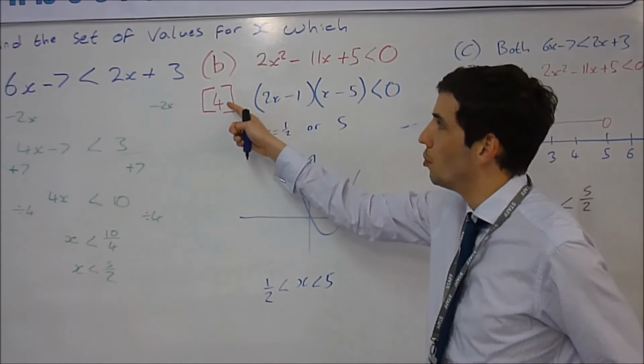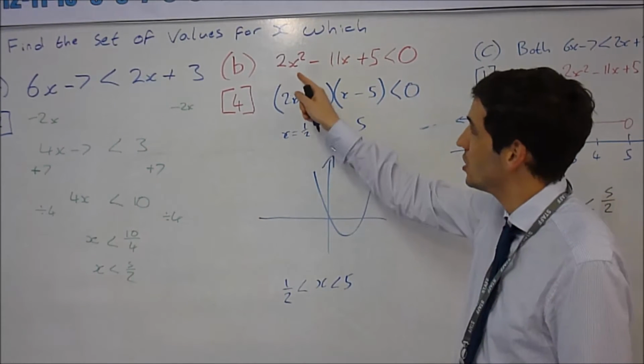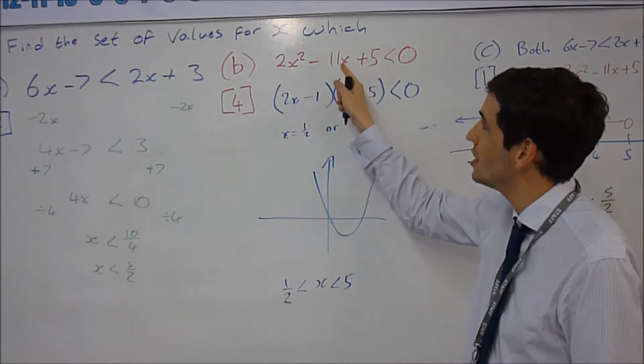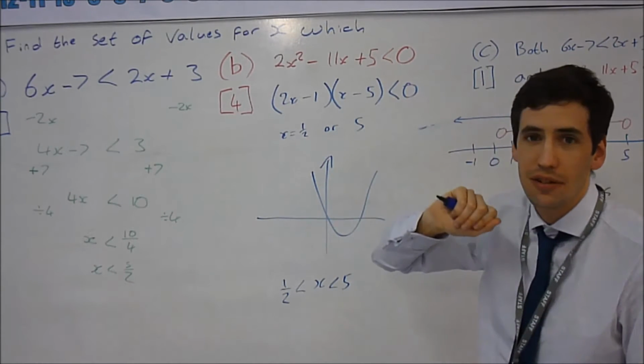Part B is worth 4 marks, and that gives us a quadratic inequality. It tells us that 2x² - 11x + 5 < 0.